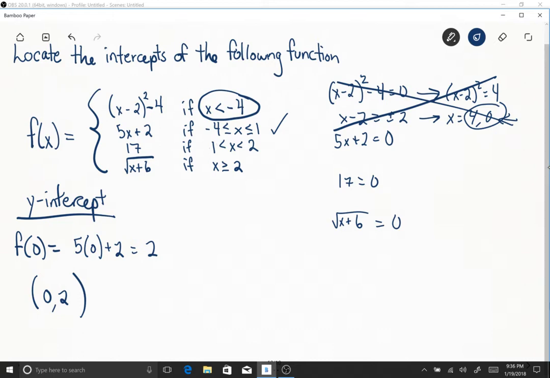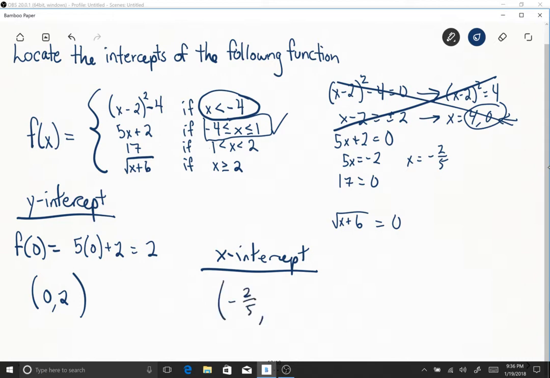So 5x plus 2, let's see how that works. Well, notice you get 5x equals negative 2, so x equals negative 2/5. Does negative 2/5 satisfy this condition where we have negative 4 less than or equal to x less than or equal to 1? Well, yeah. So in that case, we do have an x-intercept. And where is that x-intercept? Well, it's going to be negative 2/5, comma 0.